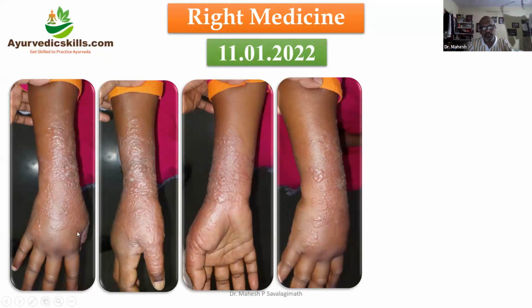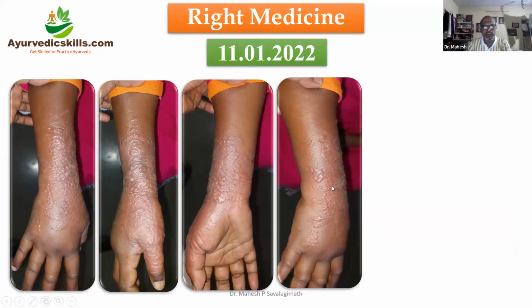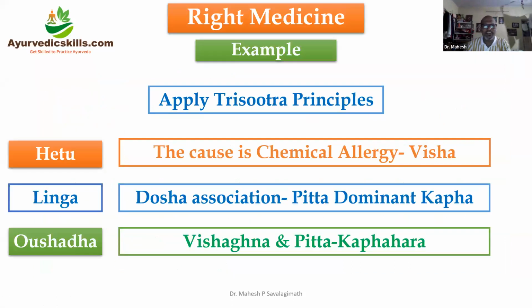Now, this patient came with vesiculobullous presentations. What was the cause here? She had a sprain. She fell down and had a sprain. For that, she consulted a modern doctor, who gave a gel containing an analgesic as well as an anesthetic agent. As the patient was not educated on how to use it, she applied it, massaged it, and then gave steam to that area. By the second or third day, she developed this.